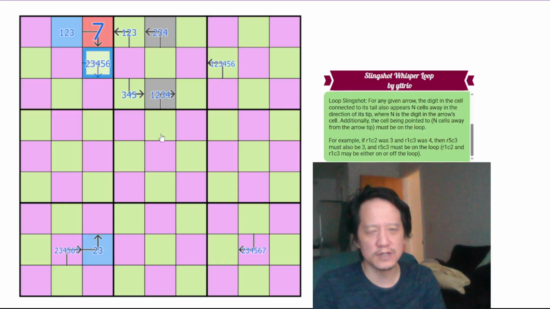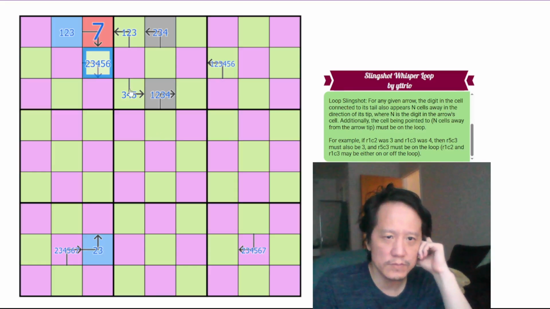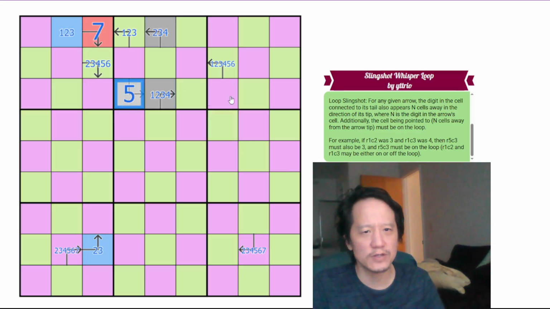So this can't be 7. This must be a 5. We tried 3 lows, so this is not on the loop because it's a 5. This can't be on the loop. This can't be on the loop. This is on the loop and is a high digit. So this must be high.